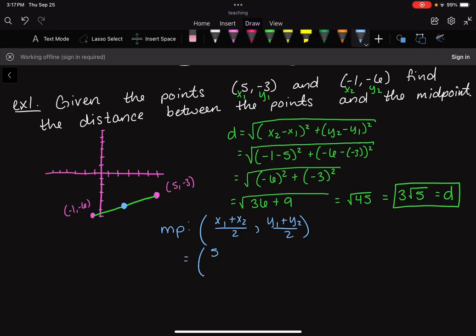So I get 5 plus -1 over 2. For the y's, I get -3 plus -6 over 2. Simplifying further, I get 4 over 2, comma, -9 over 2. And this can simplify just a little bit to 2, comma, -9 over 2. And we'll just leave that here as the midpoint.